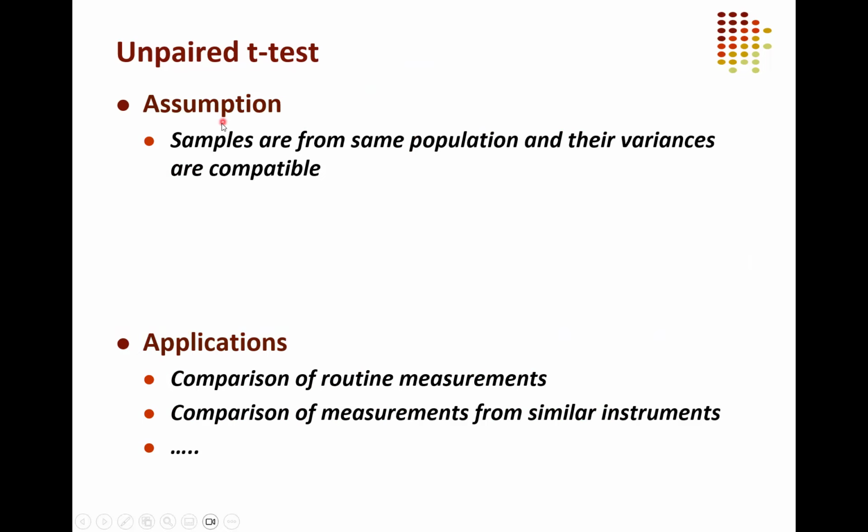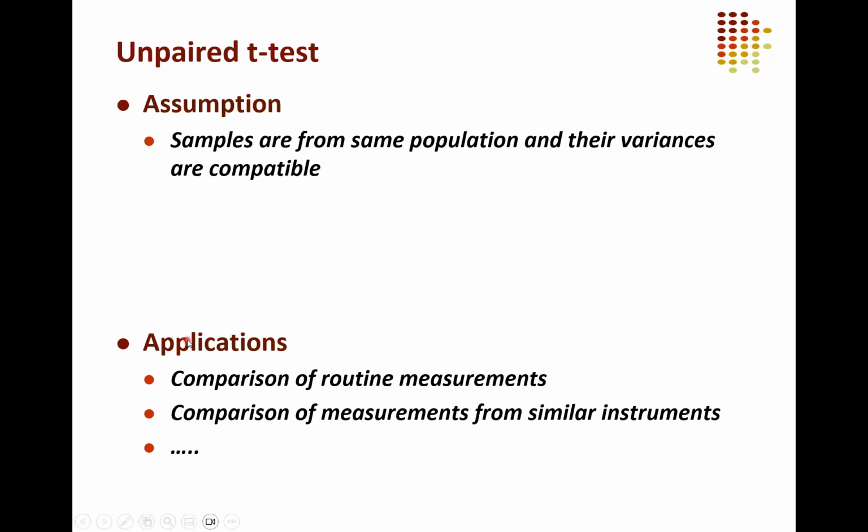The assumptions are that the samples are from the same population and their variances are compatible. We will take this for granted while solving the problems from these exercises. However, there is a complete test which suggests how to calculate the variances, the compatibility of variances, and how to make inferences for the compatibility of variances.